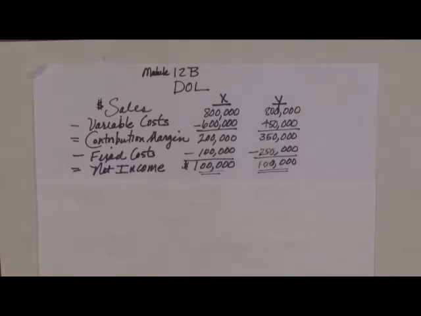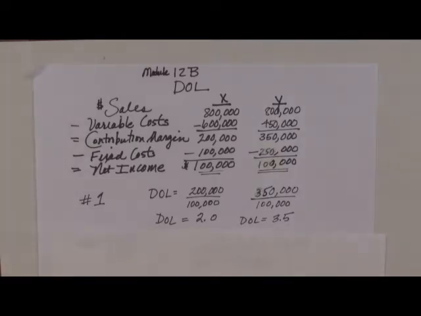Question number 1 from the 4 practice in Module 12B showed us 2 different companies, X and Y, and the first question asks you to compute the degree of operating leverage, which we call the DOL, for each of these companies. Company X, we take our contribution margin divided by the net income and we get a DOL of 2. We do the same for company Y, and we get a DOL of 3.5. We would say that company Y has a higher degree of operating leverage, and we could also then assume that they have a higher level of risk.